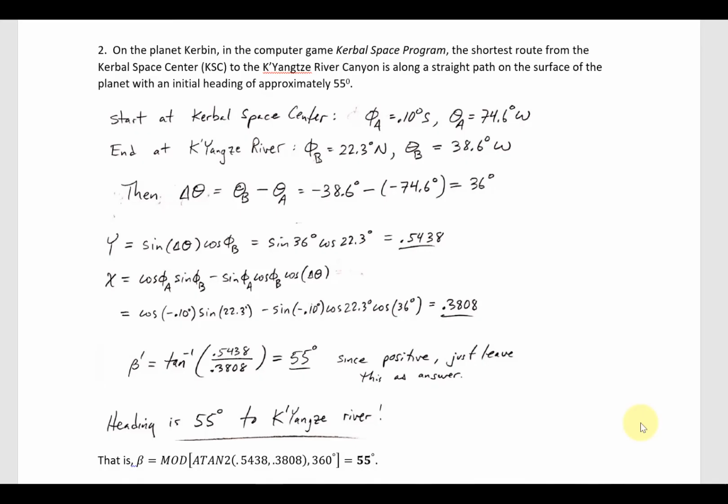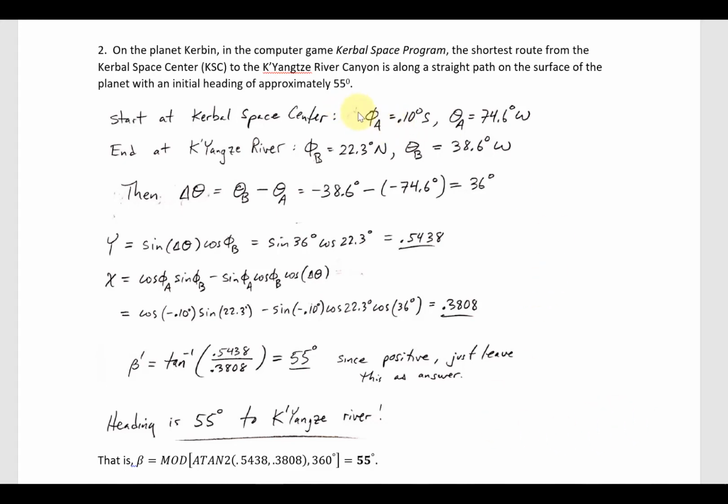Okay. Now, we just did an example on the surface of the Earth for the trip from New York to Tokyo. And I'm going to use exactly the same formulas to figure out the shortest path from the Kerbal Space Center to the Yangtze River in the game Kerbal Space Program. So it's a completely different size planet, completely different locations on that planet, and it's the same math, which is one of the points that I really want to highlight: this is a universal truth with respect to the geometry of a sphere and traveling the shortest path on a sphere.